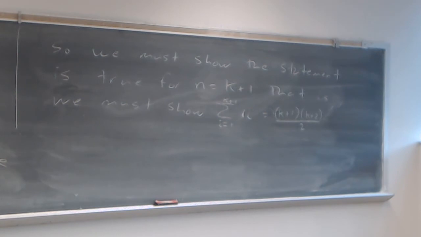Let me have your attention just for one second. So this guy's k plus 1, this guy's k plus 1. K plus 1 plus 1 is k plus 2. That's what I'm saying we've got to show. And we're going to get that result based on our assumption that the statement is true for k.